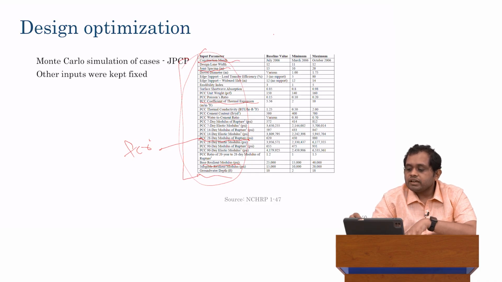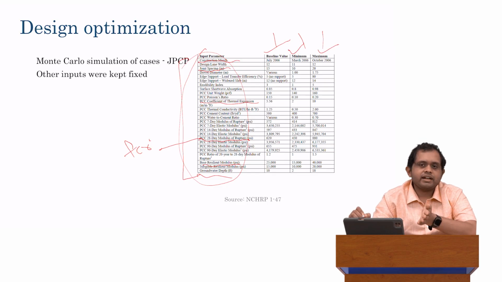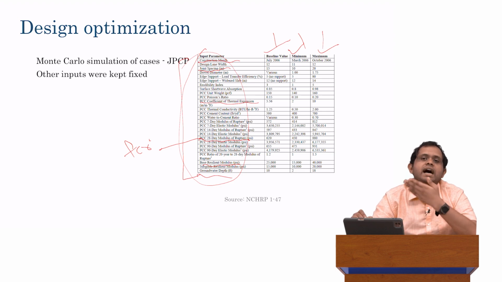And then they chose 3 values for each: the baseline value, the minimum value, and the maximum value. So they chose one value as a starting point, which is a reasonable value, and they then chose a lower value called the minimum value, and then a higher value, a maximum value. These are all based on experience.